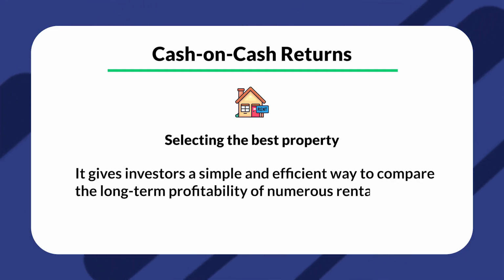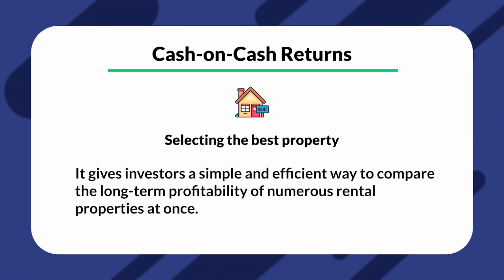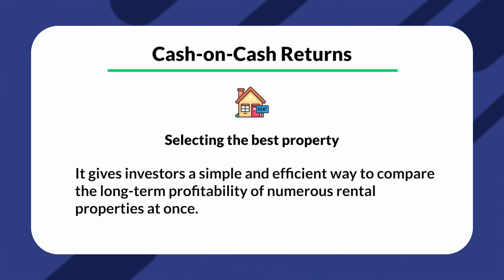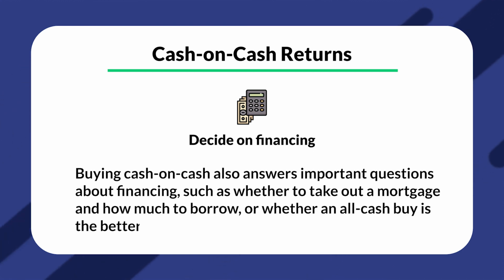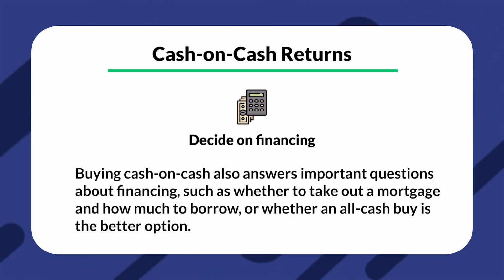Selecting the best property. It gives investors a simple and efficient way to compare the long-term profitability of numerous rental properties at once, allowing them to pick the one that has the best potential return. Deciding on financing. Cash-on-cash also answers important questions about financing, such as whether to take out a mortgage and how much to borrow, or whether an all-cash buy is the better option.